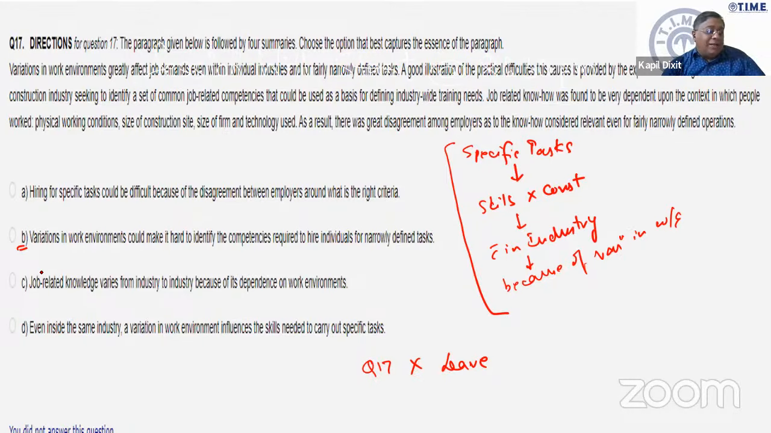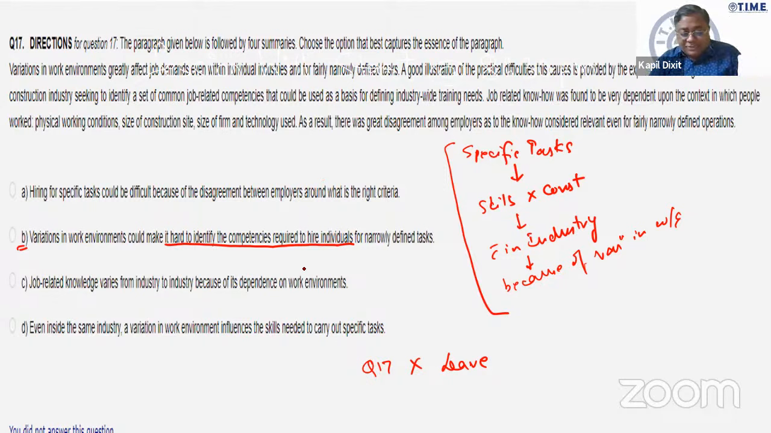Now, those people who have marked B, variations in work environment, a lot of people are writing to me. Yes, me. Okay. Now, please understand. देखो बहुत सारे लोगों ने B mark किया है. Variation in work environment could make it hard to identify the competencies required to hire individual. Is it about competency required to hire individual? मतलब employer की competency की बात कर रहा है क्या?